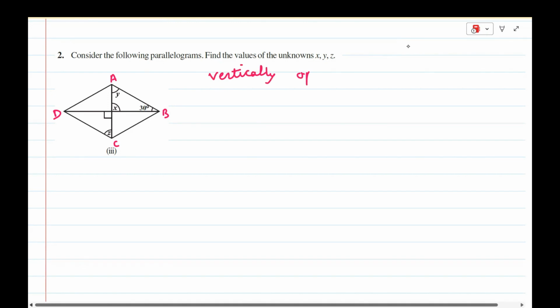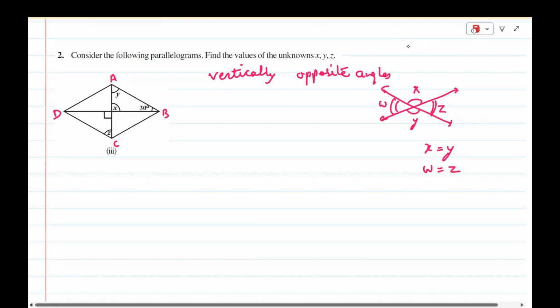Vertically opposite angles. So if two straight lines are intersecting, then these and these are vertically opposite angles. Suppose this is X and this is Y. So X and Y are equal. Suppose this is W and this is Z. So again, they are another pair of vertically opposite angles. So W is equal to Z. That is one.